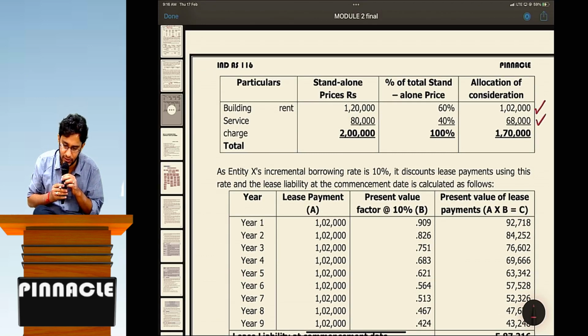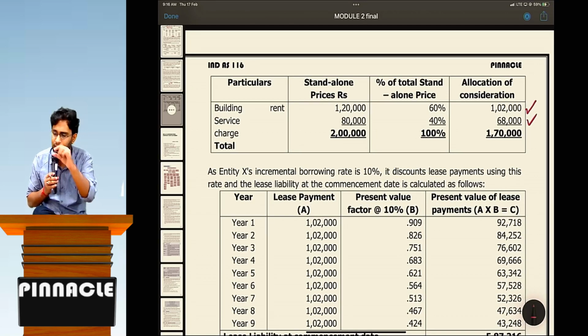102,000 and 68,000. The 102,000 portion is your rent portion, and the service charge portion is 68,000. The service charge of 68,000 will go to P&L as an expense. The 102,000 will be considered for computation of your lease liability.